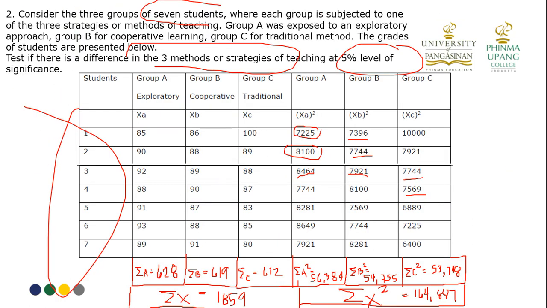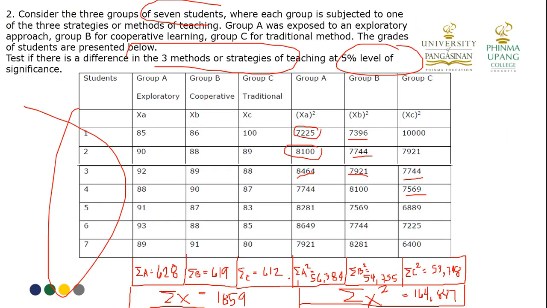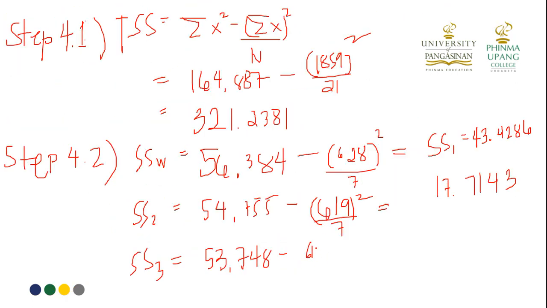Next, punta tayo sa last, 53,748 minus 612, 612 squared all over 7. So, ilan yun? 241.7143. Parehas dyan ay tama. Tama ba? Yes, sir.